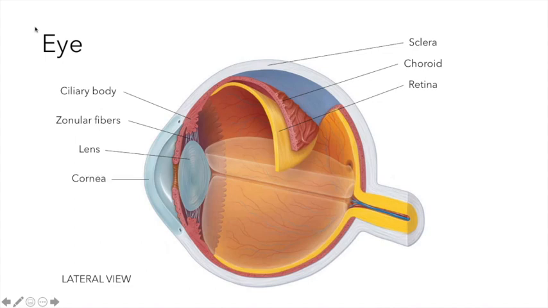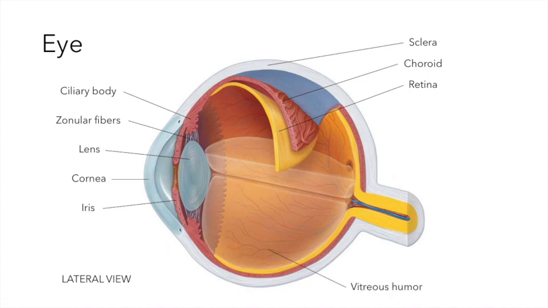Next we have the cornea, which is a continuation of the sclera at the very front of your eye. And here we have the iris, which is another ring of smooth muscle that's continuous with the choroid layer. And this contains pigment, which makes up the colored part of the eye. And the iris covers part of the lens and controls the amount of light that's let into the eye.